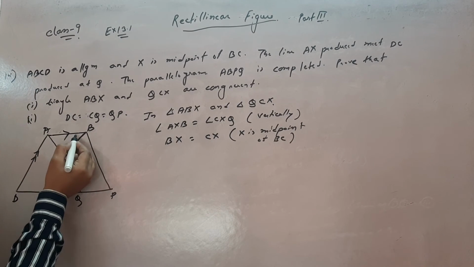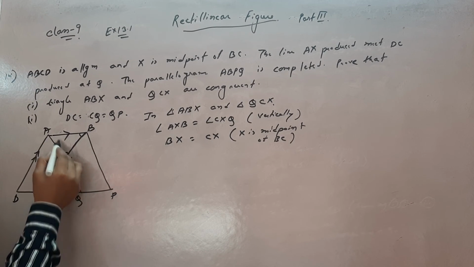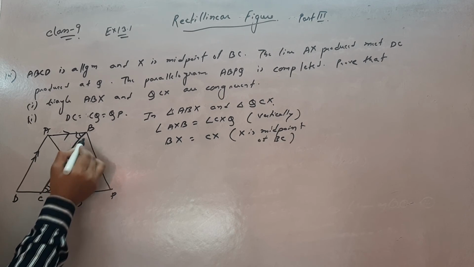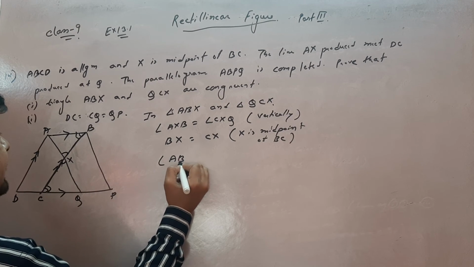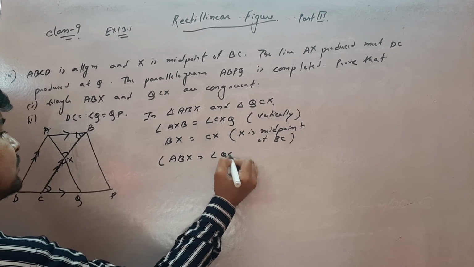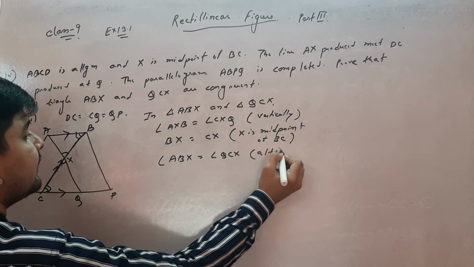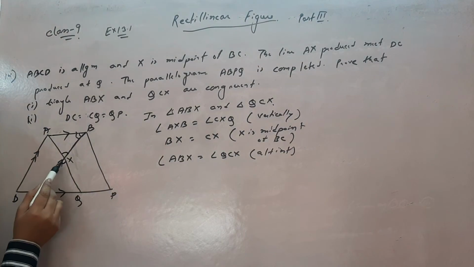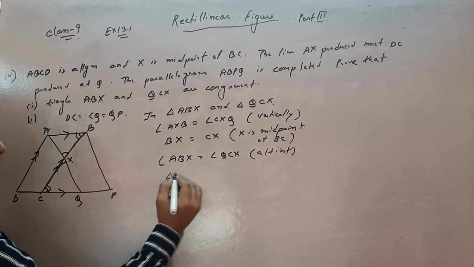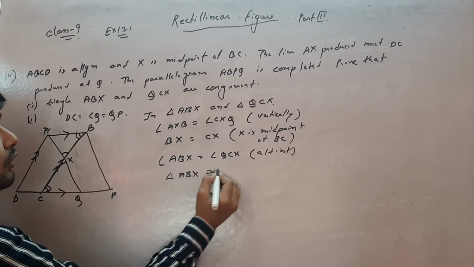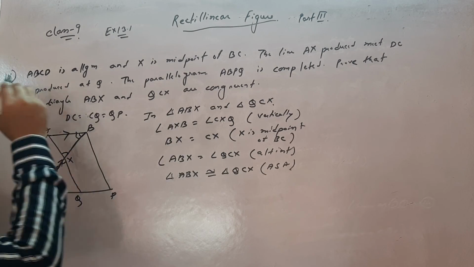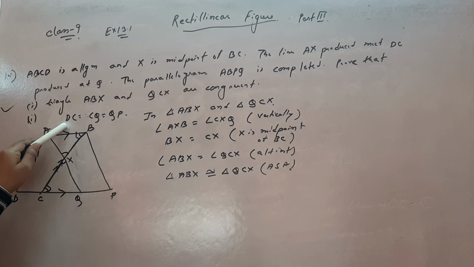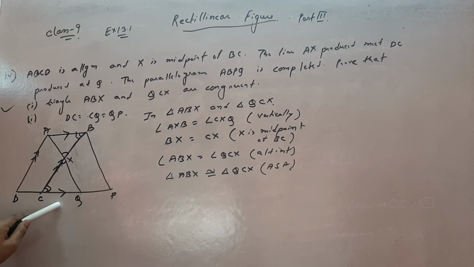And the next one is alternate interior angles. See, this angle equals this angle, these two are equal. So angle ABX equals angle QCX, alternate interior angles are equal. So by angle side angle, triangle ABX is congruent to triangle QCX. The first proof is complete. Now it's time to prove that DC, CQ and QP are all equal.